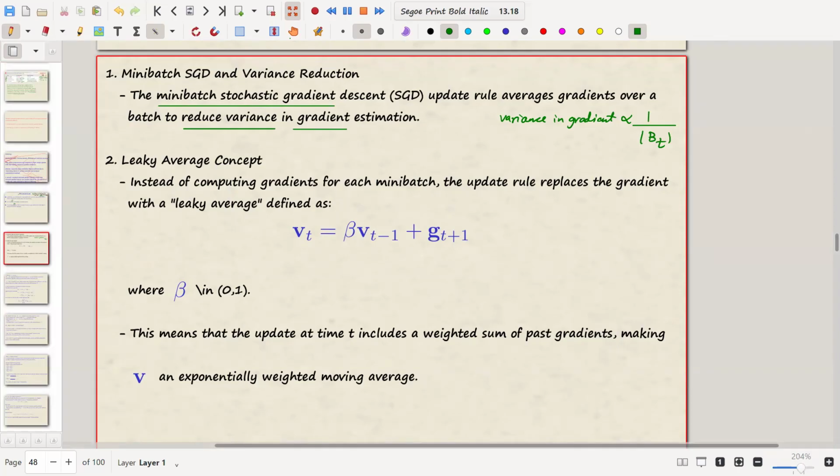This brings me to another concept: instead of the average, you can use something better, known as the leaky average. I hope you have heard this term, maybe in time series. Okay, so we will see what a leaky average is. I will give you one example.